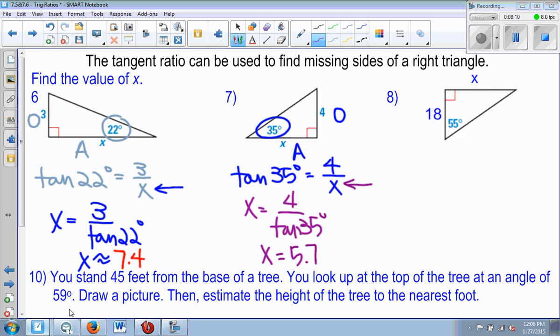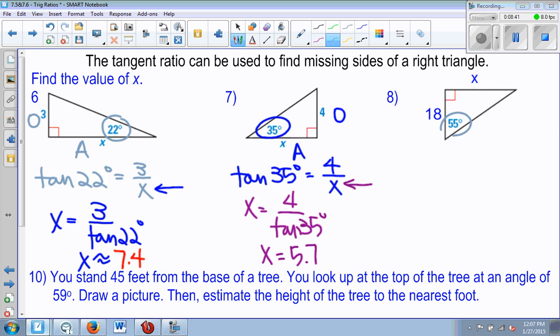Now, I believe that the paper I gave you has the next problem mislabeled. If you would, I believe on your paper, this up here is the 18 and this here is the x. Please change it so that it looks the exact same as mine, that would be great. I'll give you a couple seconds to do that. Okay, so please make sure your picture looks just like mine.